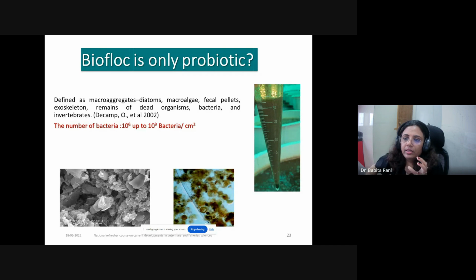You can see above there is a settling phenomenon. It will come close, they'll flocculate, and then settle like that. So the concentration of bacteria in a cubic centimeter can be around 1 crore. A cubic centimeter, imagine the volume of water. Within that, there is 1 crore bacteria. That is how the bacteria flocculate.